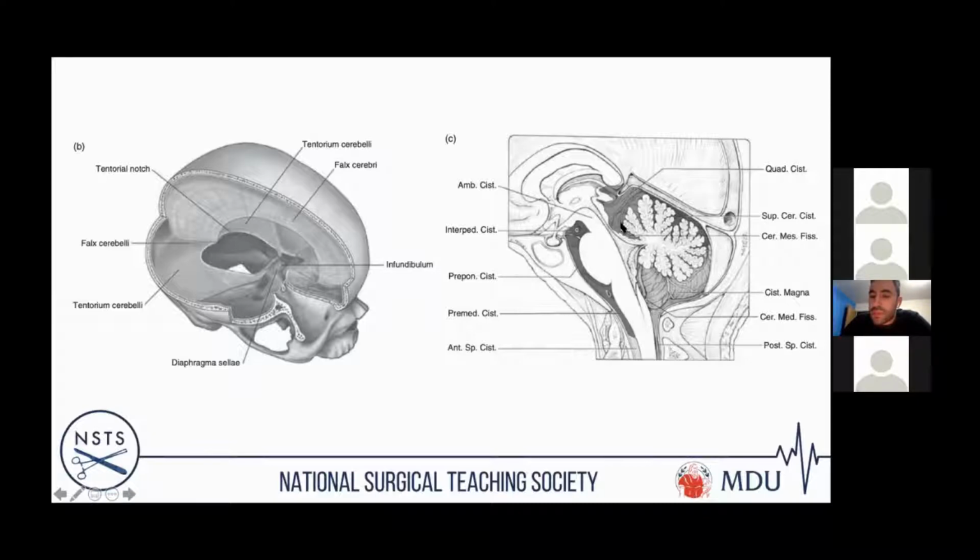But importantly from this slide, the key things I want you to take from it is that there is a space here and spaces here. These are all called cisterns, which are essentially enlargements of the subarachnoid space. And they're important for looking later at a CT and assessing how urgently or how unwell the patient is.